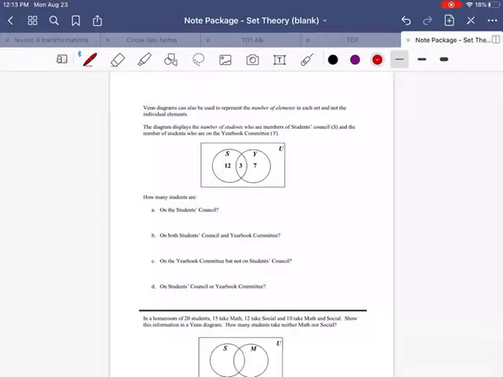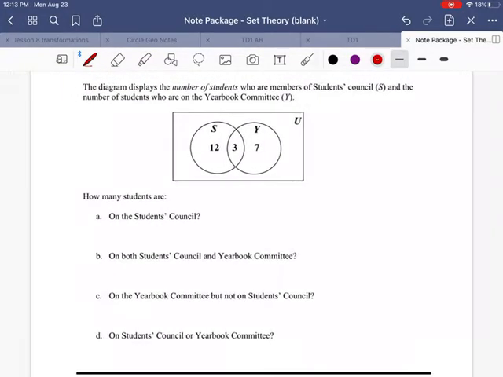So how many students are on the Students' Council? Well, there's 12 plus the 3 that are on both, so there's 15. How many are on both? That's the intersection. And how many are on the yearbook committee but not the Students' Council? That's 7. How many are on Students' Council or yearbook committee? Well, we got 12 kids that are just on Students' Council, the 3 that are on both, and the 7 that are just on the yearbook committee. So in total, there's 22 kids.